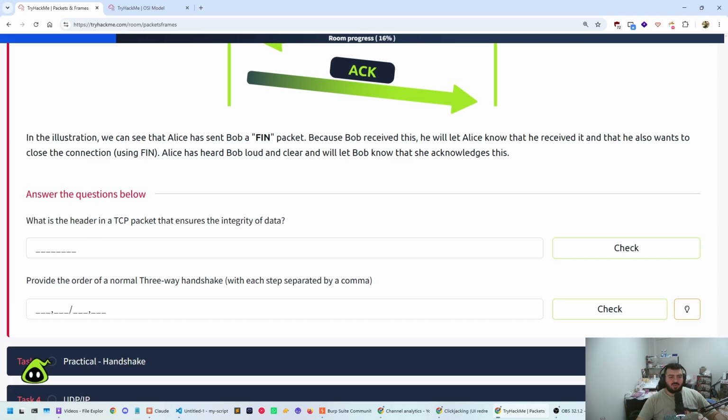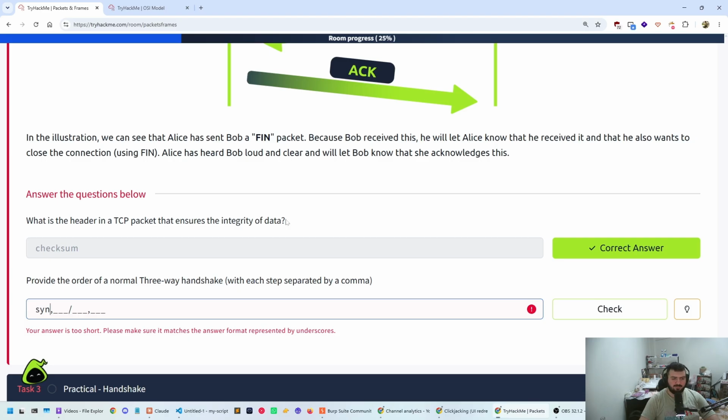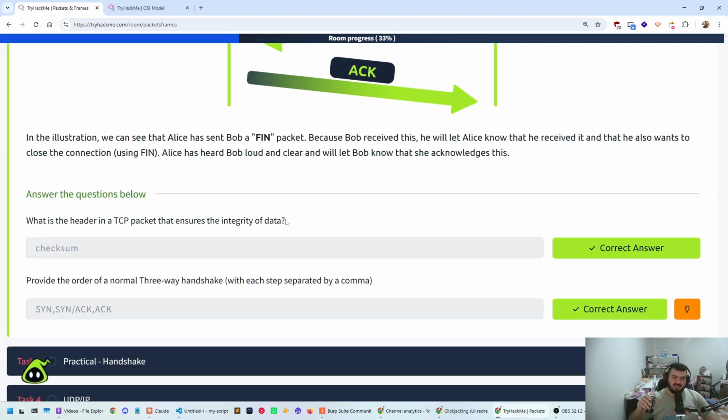The question here says, what is the header in a TCP packet that ensures the integrity of the data? It is a checksum. We have talked about this before. So provide the order of a normal three-way handshake with each step separated by a comma. It is a SYN, then a SYN ACK, and then an ACK. That means I want to synchronize, and the other device is going to say synchronize and acknowledge your synchronize, and then the last device will say ACK, which is I acknowledge.